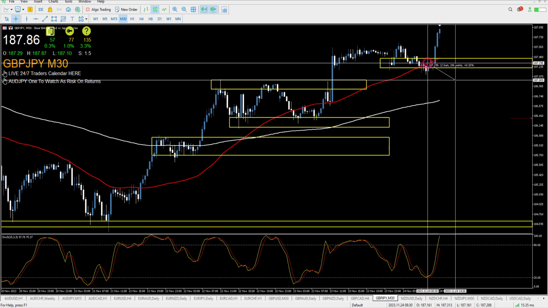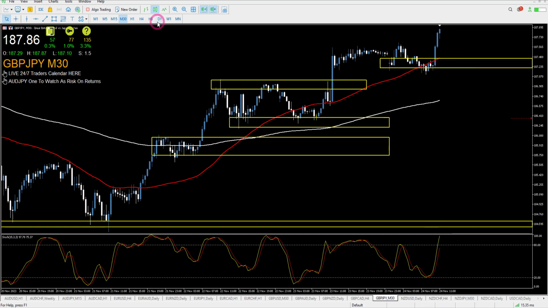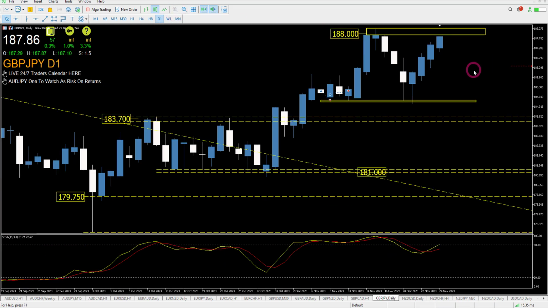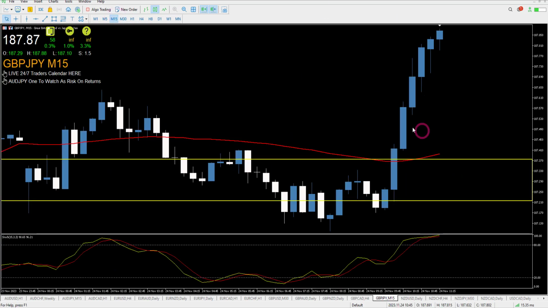Price came into the moving averages here, closed above it, and has continued to push higher. And very similar to Aussie yen, we're approaching this key daily swing high now, which is that 188 handle. I don't feel like we've got any kind of risk reward ratio to try and use here.